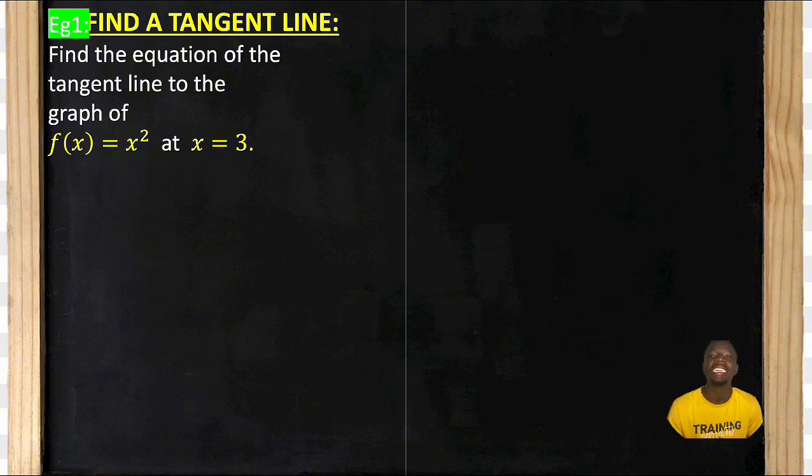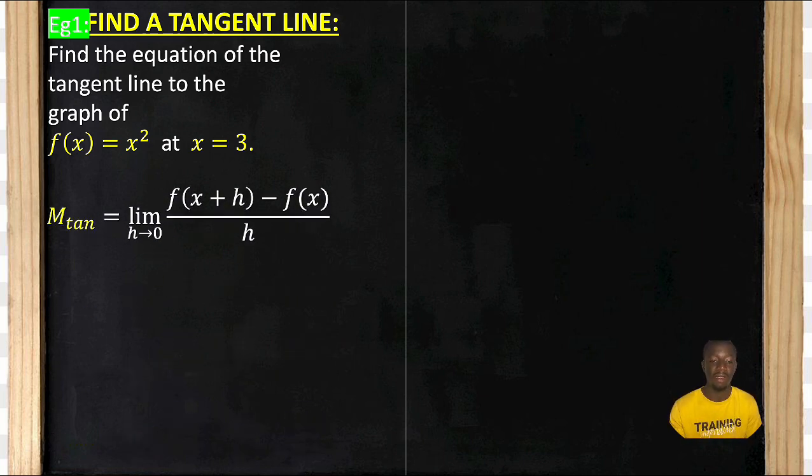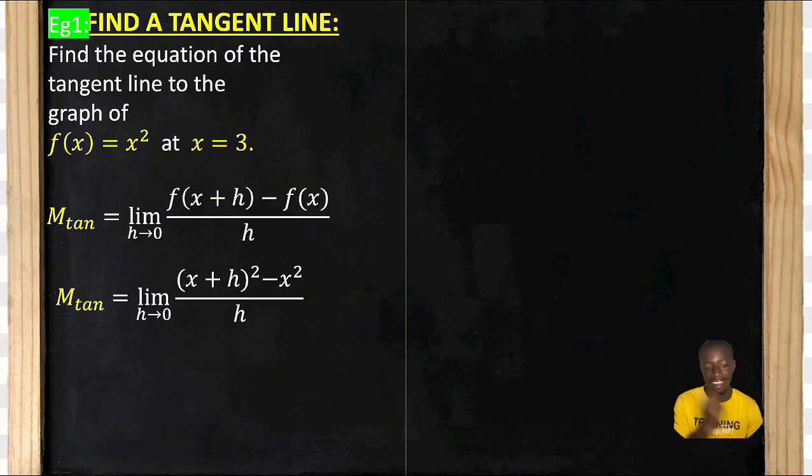Find the equation of the tangent to the graph f of x equals x squared at x equals 3. Alright? So in this case, again, I continue with this. What do you have? The same formula, right? It's the same formula we proved, the general formula of differentiation. What you're going to do, anywhere you see x squared, put there x plus h. Alright? x plus h. Let's give it a try.